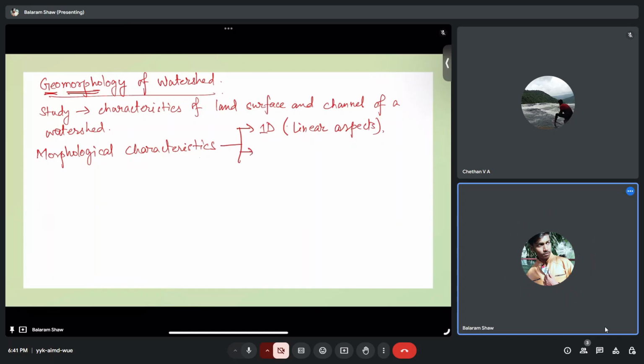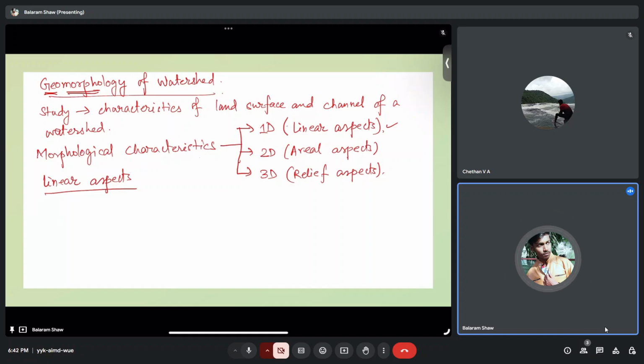Then comes the second dimension, that is areal aspect, or the aspect which deals with the area. And then comes the third dimension, or we call that relief aspects. Relief aspect is that which deals with the elevation. So relief aspects are related to the elevation difference between the reference points in the watershed, right? So linear aspect, as I mentioned, can be based on length, width, perimeter, stream order, stream number, then bifurcation ratio, stream length, length ratio. So okay, we'll start with the linear aspect. I'll just touch upon these linear aspects.